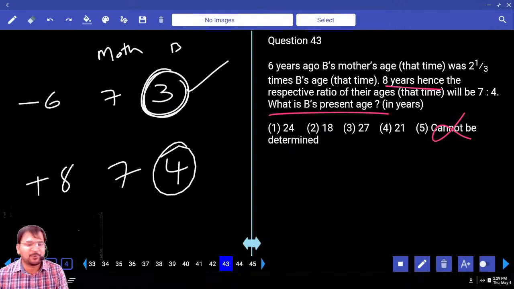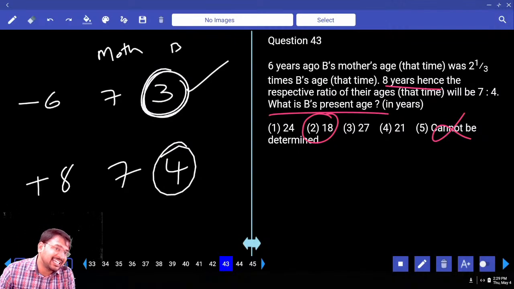Now see the first option 24. If we subtract 6, how much? 18 is a 3 multiple. If you add 8, 32. 32 is a 4 multiple? Yes, maybe your answer. 18. If you subtract 6, how much? 12. Yes, 3 multiple. But if you add 8, 26. 26 is not a 4 multiple.